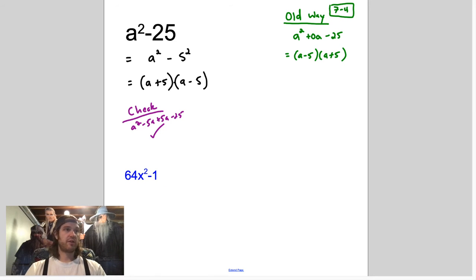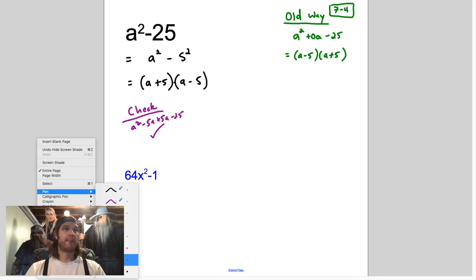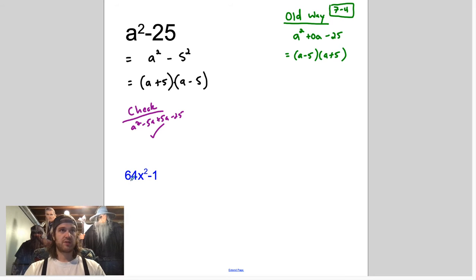So let's take a look at this one in blue here. Is the first term something squared? Well, it's a couple things squared, but that's okay. As long as we can write it as something in parentheses squared minus something in parentheses squared, we're good. Well, the second one's easy. 1 squared is 1. What squared is 64x squared? Well, 8 times 8 is 64, and x times x is x squared.